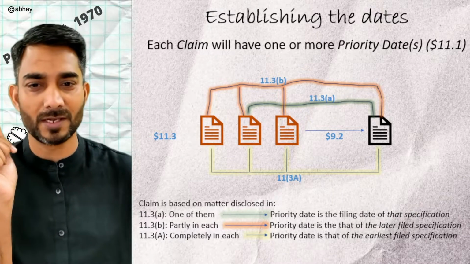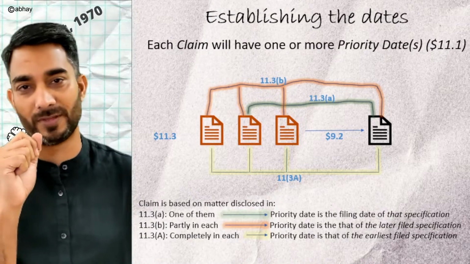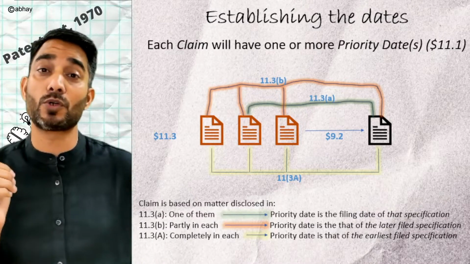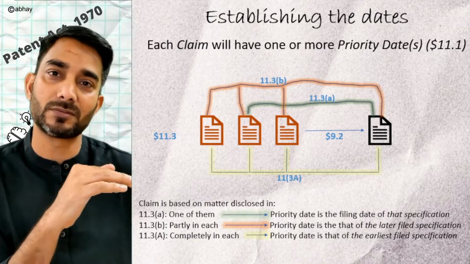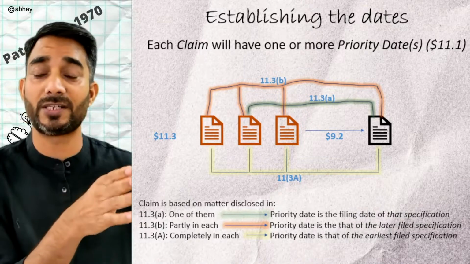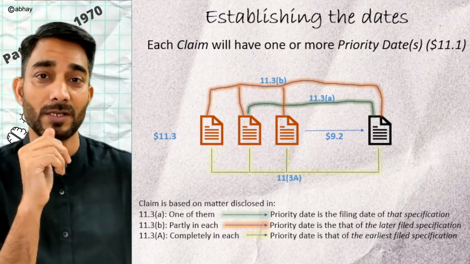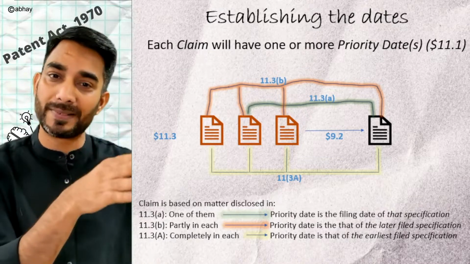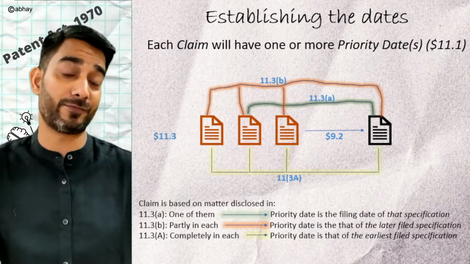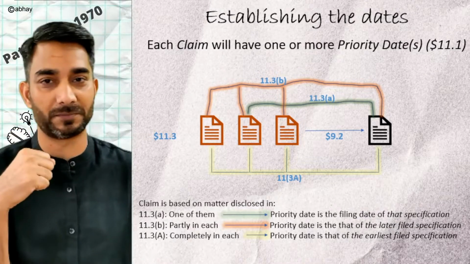Fair enough. In the second case, when it was partly dependent on each one of them, because it was partly depending on each one of them, we go to the later filed application because we think that by then everything was disclosed. So we take the priority from the last filed application. In the third case, where it was completely disclosed in all of them, the yellow case, we disclosed it completely in the first one also, second one also, third one also. So we take the priority from the very first case. Fair enough.